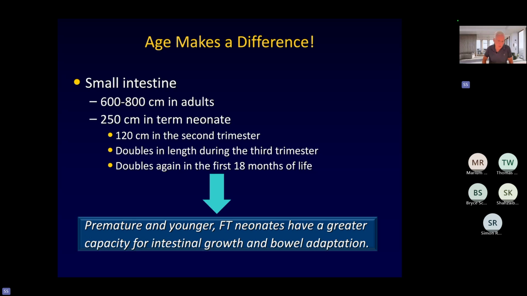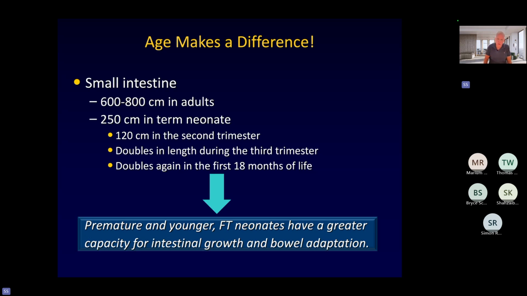The small intestine is about 600 to 800 centimeters in length in the adult. In the neonate, the small intestine length is about 250 centimeters. It's 120 centimeters in length during the second trimester and doubles in length during the third trimester. It doubles again in the first 18 months of life.